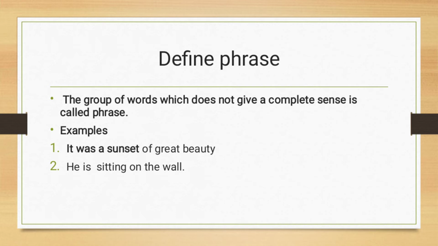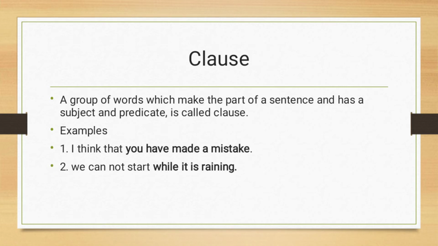Why do we call these groups of words a phrase? Because these are giving us a sense but not a complete sense. That's why we say that these are phrases. Now, coming towards clause, we can define a clause as a group of words which makes the part of a sentence and has a subject and predicate is called a clause.